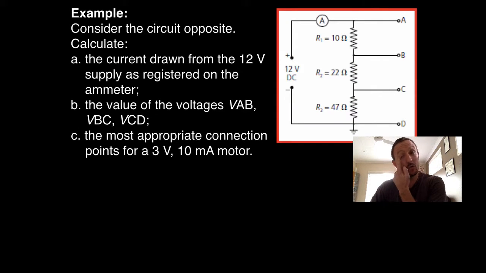Okay, so let's have a look at a simple resistance scenario. We've got 3 resistors in series, and we've got a 12 volt DC supply coming out. We've got an ammeter going in series, as they always are, and then we're looking at AB, BC, and CD, what the voltage is across each of the resistors. So basically, the first question asks us the current drawn from the 12 volt supply, registered on the ammeter. We've got to calculate what it is. We've got to calculate the value of the voltages VAB, VBC, VCD, and then we've also got to work out what would be the appropriate connection for 3 volts of a 10 milliamp motor.